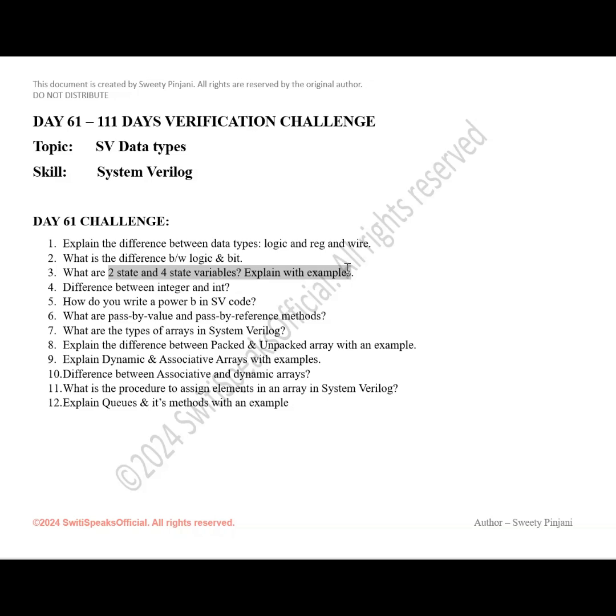Write a code for a two state variable, write a code for a four state variable, and try to execute that code and explain. We have the integer data type in System Verilog and we have int. What is the difference between these two? Say you want to represent a to the power b in System Verilog. How are you going to do that?